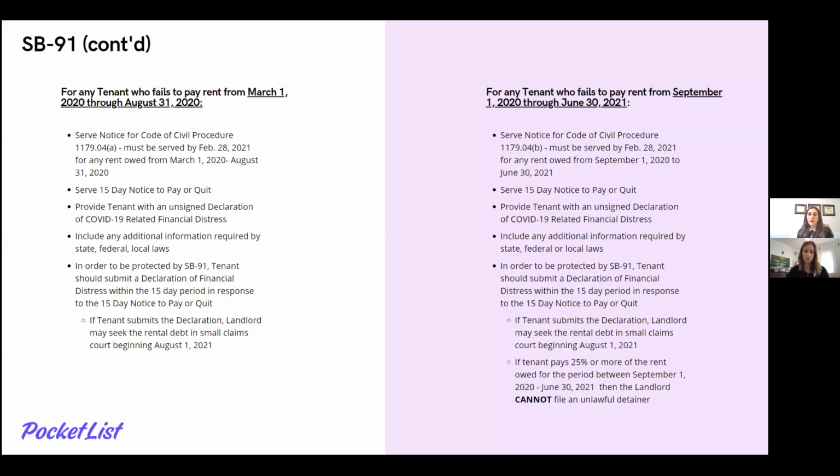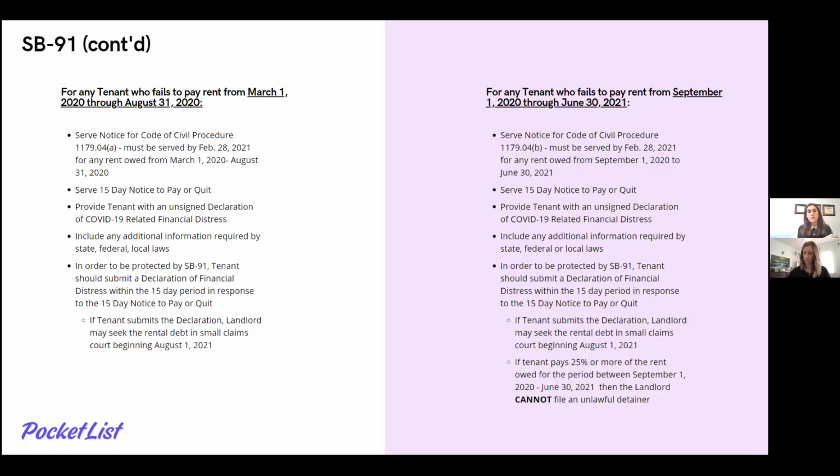Under SB 91, the bill divides when tenants owe rent into two different time periods. The first time period I've referenced here is between March 1st, 2020 through August 31st, 2020. If your tenant owes rent during this time and hasn't paid, there are certain notices you're required to provide the tenant. One of the notices is a notice pursuant to Code of Civil Procedure 1179.04A, which basically gives the tenant notice of what their legal rights are with respect to paying rent and when they would have to repay rent.